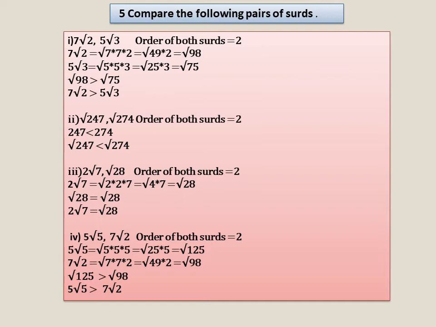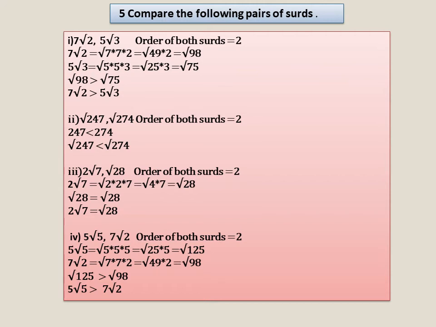Sum number 3. 2 root 7 and square root of 28. Here also the order of both sides is 2. The second number is already given as square root of 28. But the first number's outside coefficient, we are taking inside. Then 2 root 7 is equal to square root of 2 into 2 into 7, because the order is 2. Then 2 comes 2 times. 2 2s are 4. 4 7s are 28. Then the answer of 2 root 7 is also root 28. The second number is also root 28. Then both are equal. Therefore, 2 root 7 is equal to root 28.